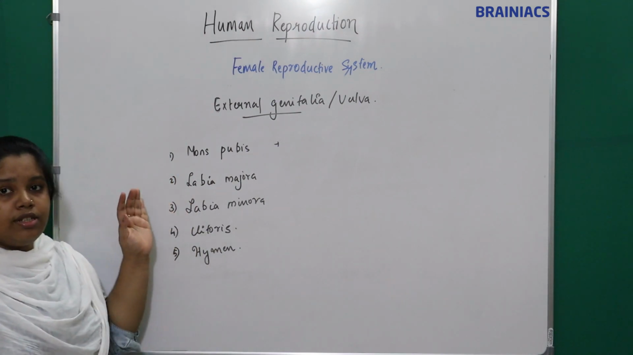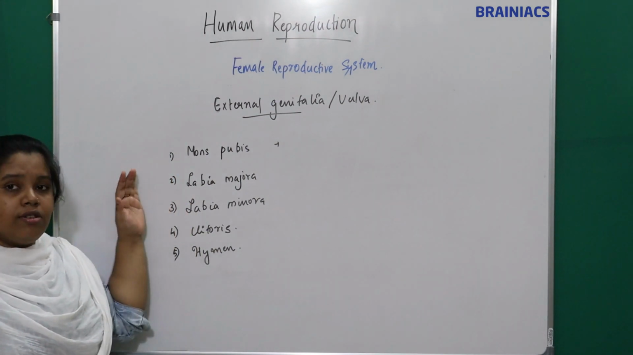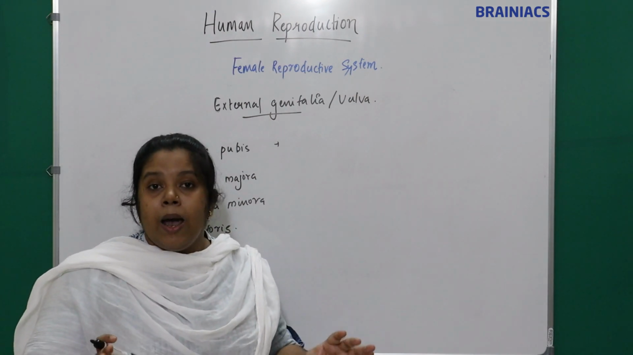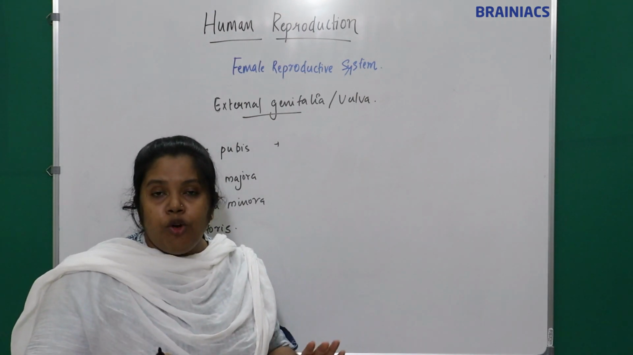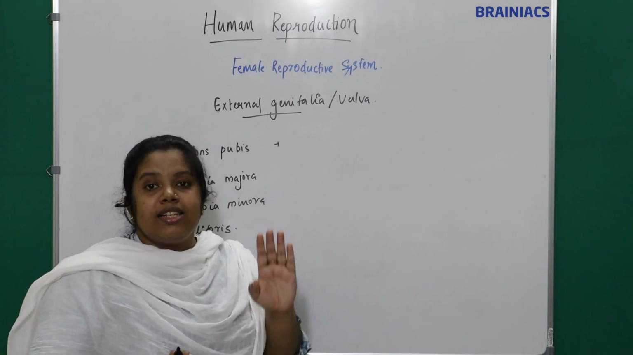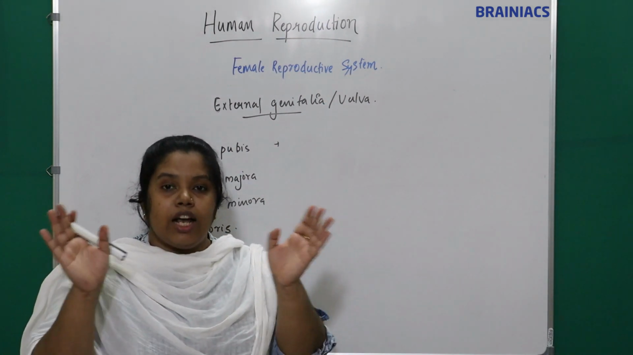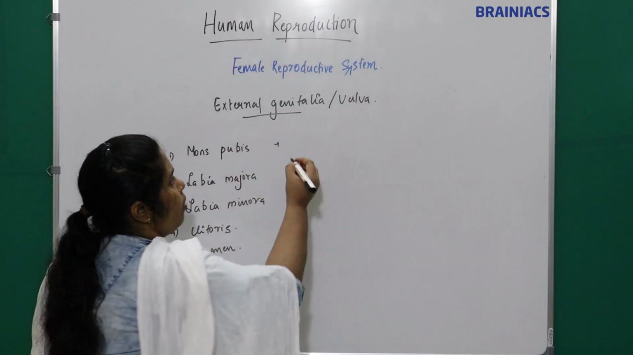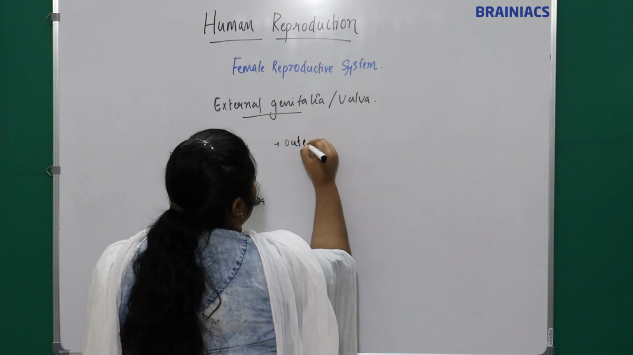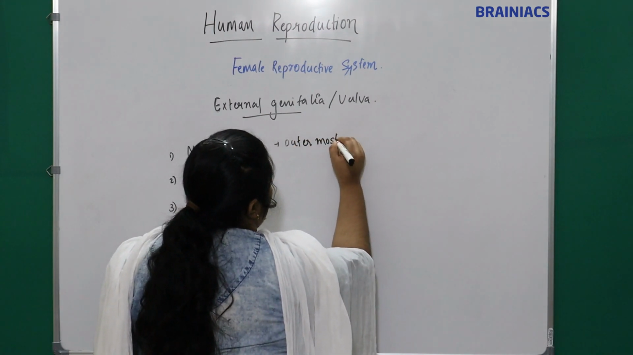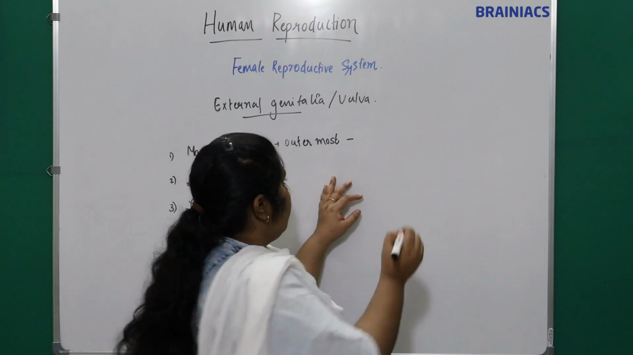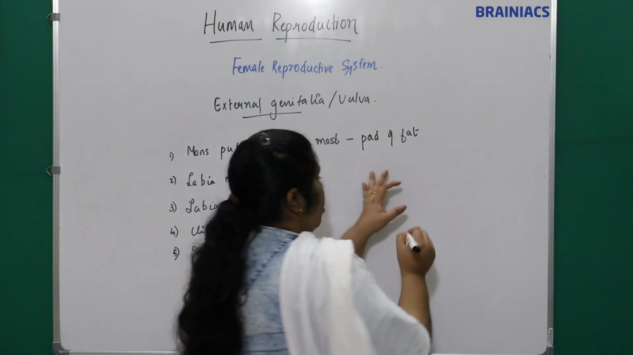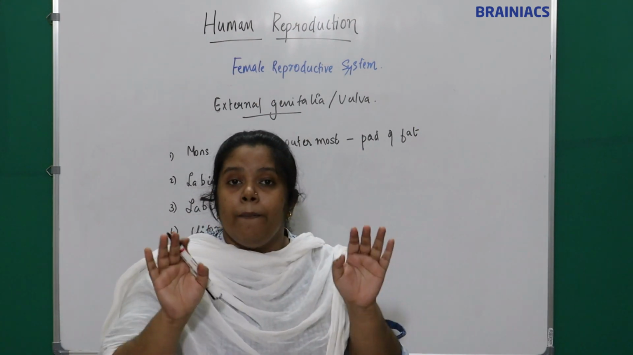Now we are going to discuss each one of these parts. First is mons pubis. So mons pubis is a pad of fat, which is covered by the skin and the pubic hairs. This mons pubis is the outermost part. It is made up of fat tissue. And it is covered by what? It is covered by the skin and pubic hairs.